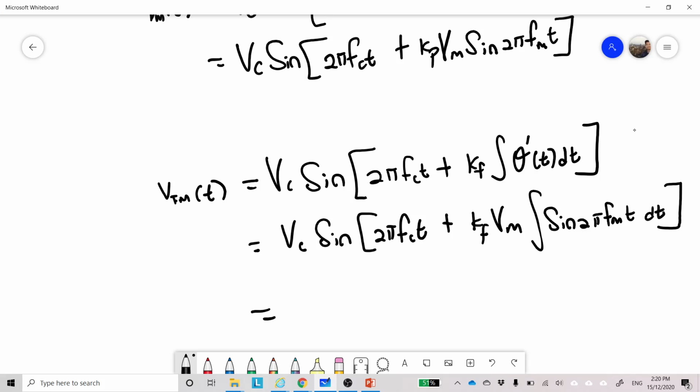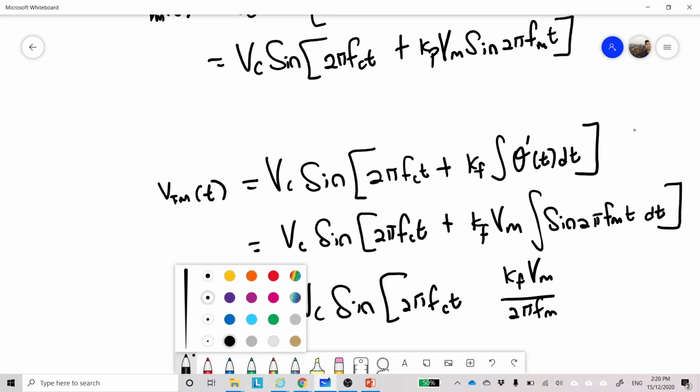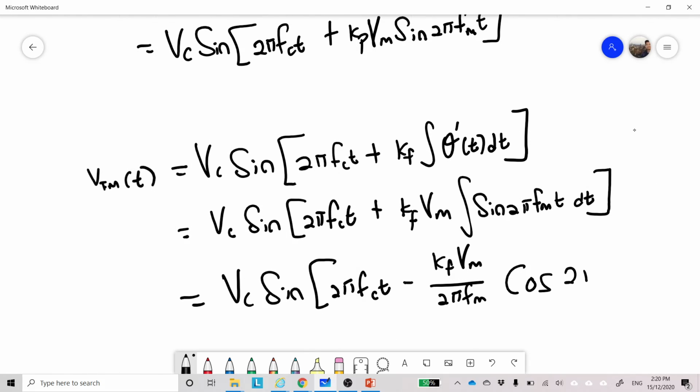So akhirnya kita boleh buat dia seperti ini, VC sin 2 pi FCT plus KF VM over 2 pi FM. Kamiran sin you akan dapat minus cos. So ini padam. So you will get a minus cosine. Okay, so this one gonna be cos 2 pi FMT and then close big bracket.